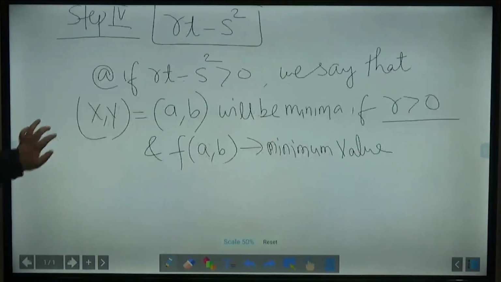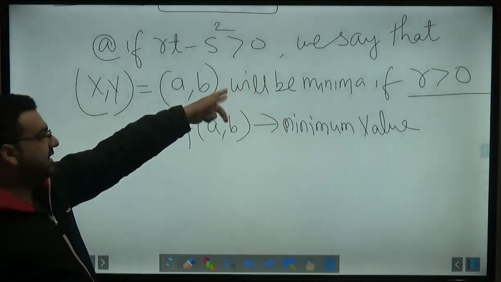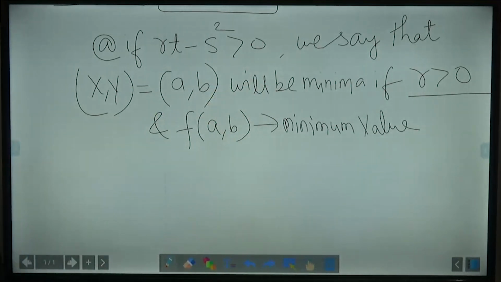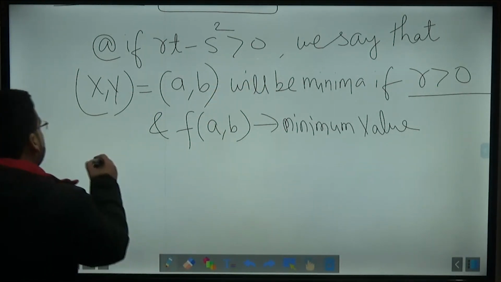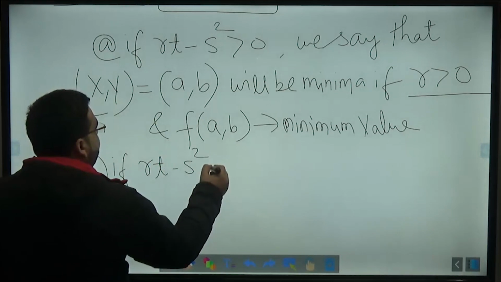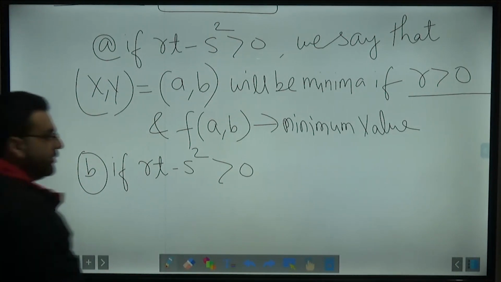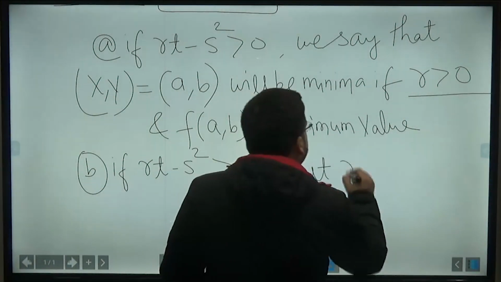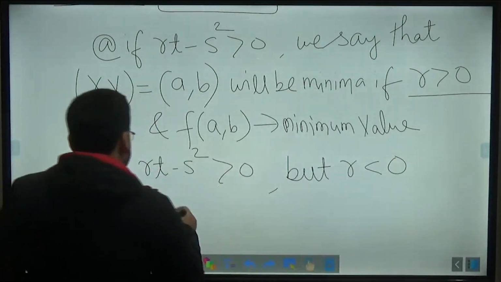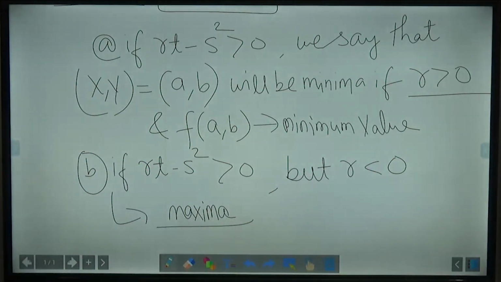If rt minus s square becomes greater than 0, we say that it is a minima, and we have to see r also, whether r is greater than 0, equal to 0 or less than 0. After this, case b: if rt minus s square is greater than 0 but r is less than 0, then we have maxima, and f of a comma b is the maximum value.